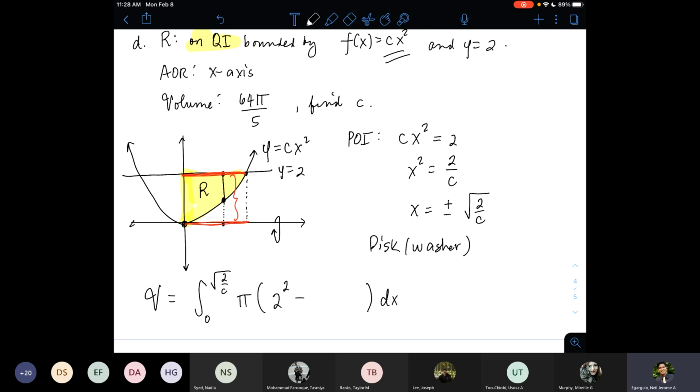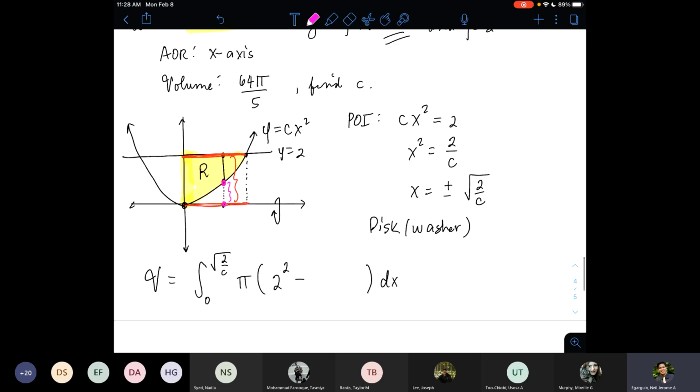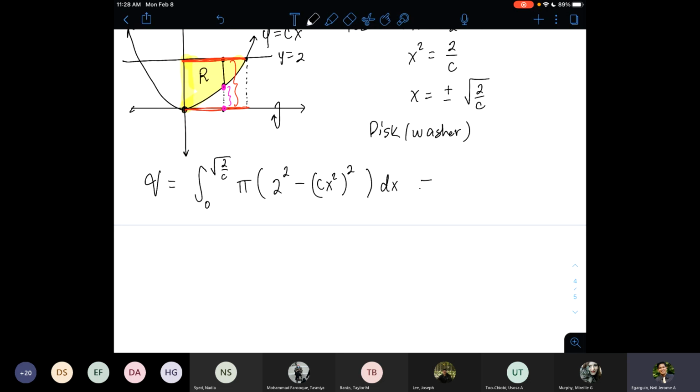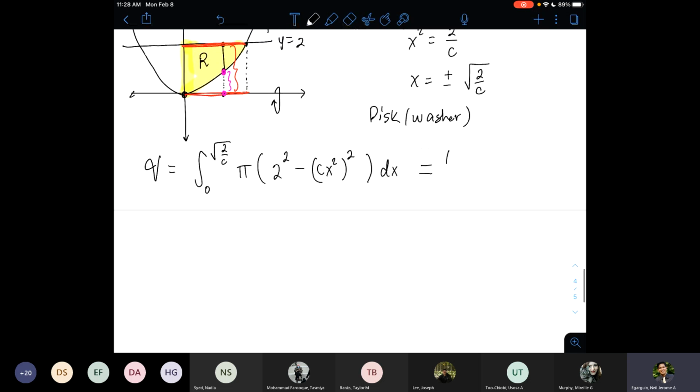Well, the inner radius will be this height over here, okay? But that would be what? That would be the parabola versus the x-axis. Still top minus bottom. So that's going to be cx squared minus 0, right? So this will have a square over it, okay? And we know that this, when evaluated, should give us 64 pi over 5.